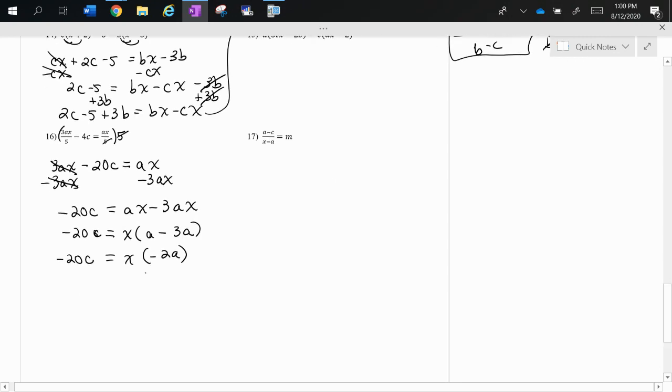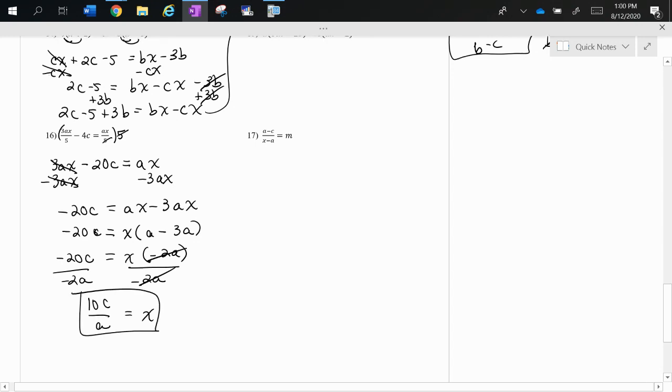So now in order to solve for x, I need to divide by negative 2a. And I'm always going to make sure I reduce my fractions. So when I see negative 20c divided by negative 2a, I know that negative 20 divided by negative 2 is 10. So I'm going to say 10c over a. And I'm done.